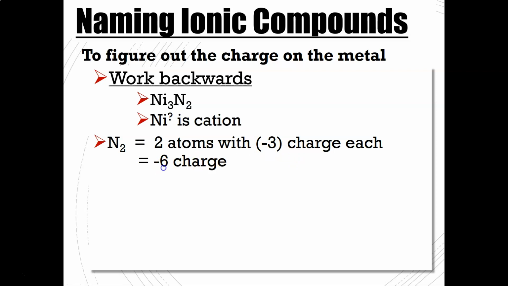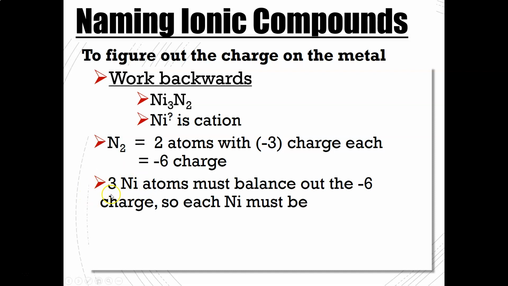To balance it out, the 3 nickel atoms are going to have to cancel that -6 charge. So in my head, I have to figure out, okay, 3 times what is going to give me +6? Well, 3 times 2, right? So if I have 3 nickel atoms that each have a +2, they will be able to cancel out those nitrides. So this is nickel 2 nitride.